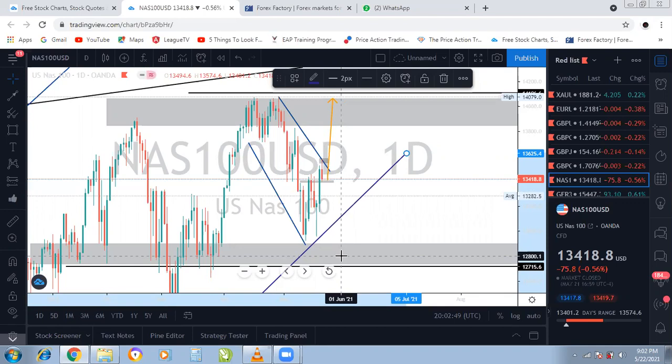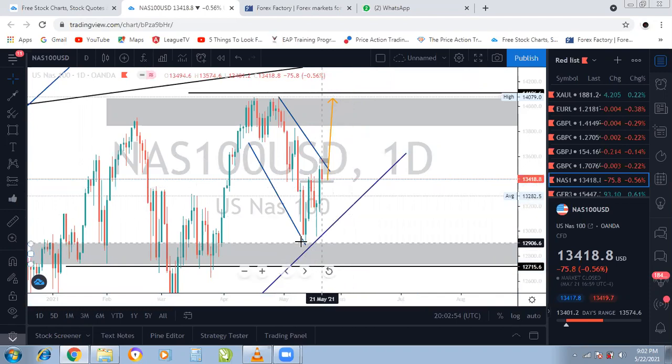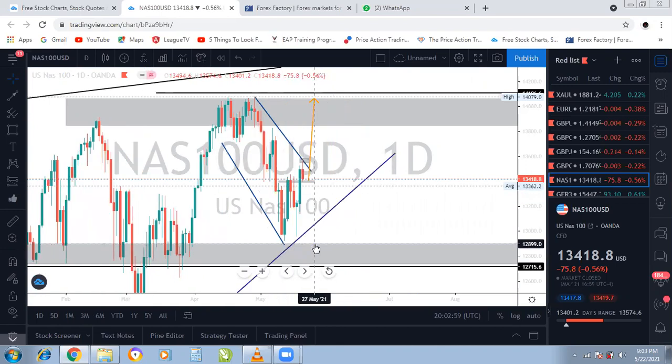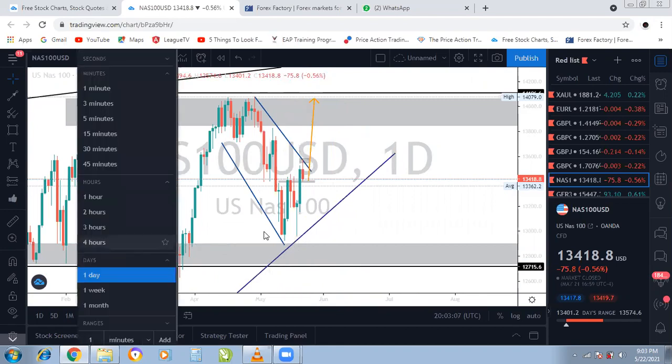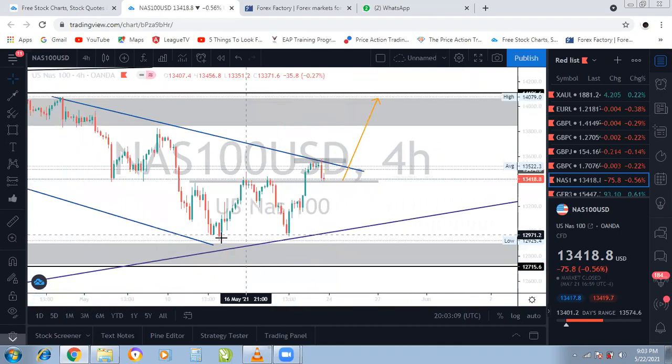And on a resistance zone, we should always look out for a selling opportunity. So price gave us a double bottom here on our support zone. So this is an opportunity to do what? To buy. So let's move to H4. On our H4 time frame, we see it clearly. This is the first bottom here, and this is the second bottom.